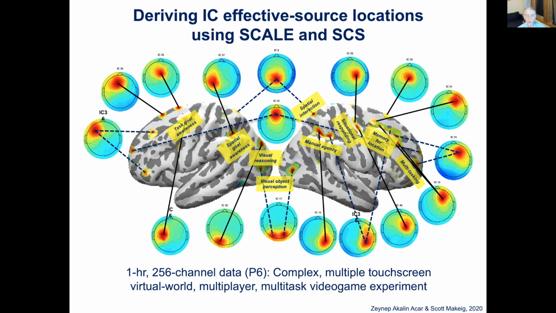When one goes, as I did here, to the fMRI atlases online and finds the cognitive processes that these particular source localizations have been associated with in previous fMRI studies, one finds, anecdotally here, things such as multitasking, memory for location, situational responding, spatial interaction, manual agency, visual reasoning and object perception, spatial goal awareness, etc. All cognitive capacities that are exercised fully in this difficult and highly involving video game.